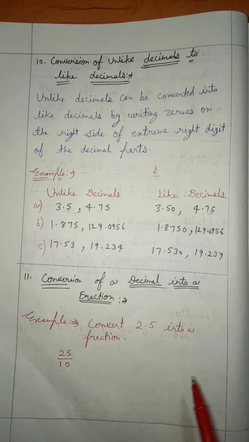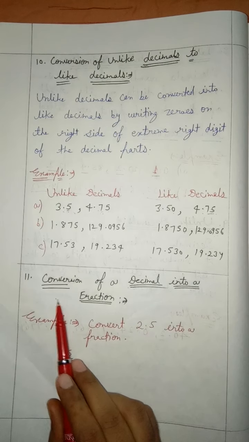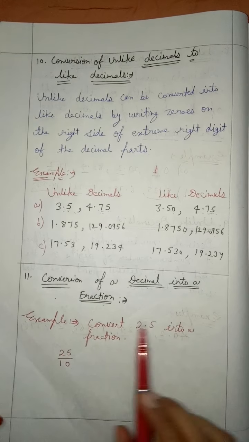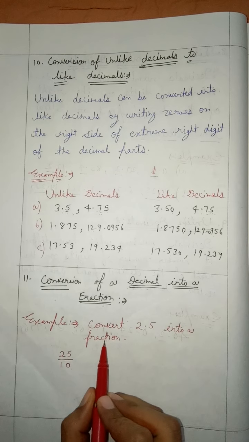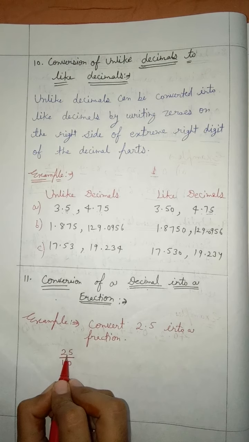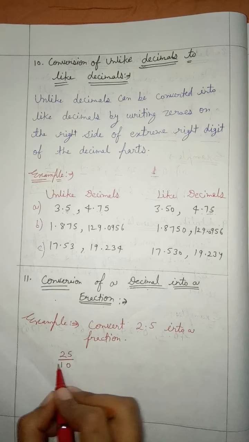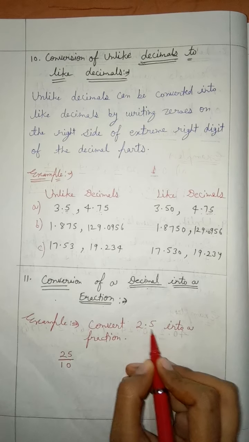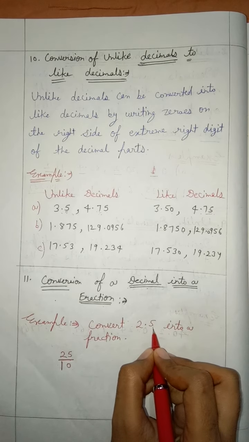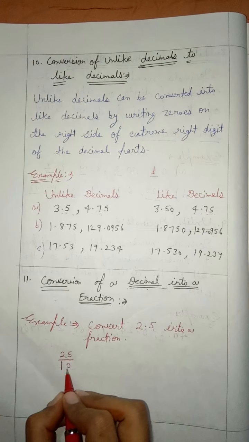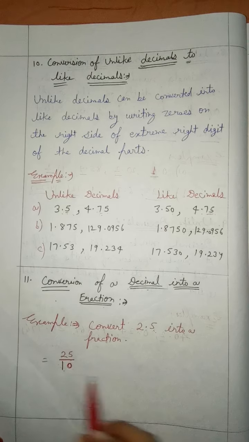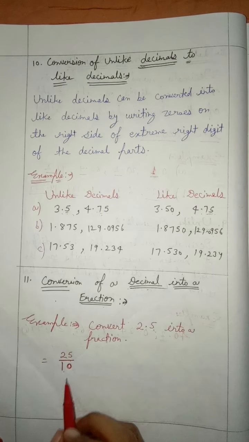Now the last one is conversion of a decimal into a fraction. How can we convert a decimal into a fraction? An example is given here. First one is 2.5. Firstly, we write this number without the decimal, like 25, and after the decimal, how many digits? 1. After the decimal, 1 digit is here, so we put 10. Like this we can convert a decimal into a fraction.